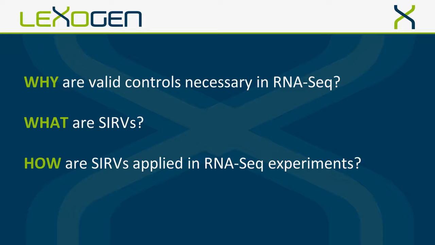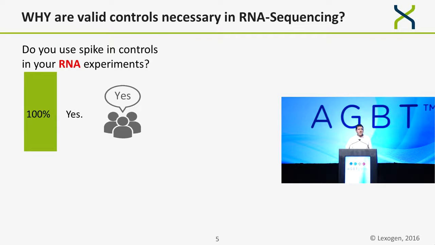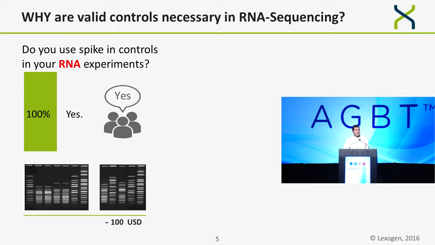Why are valid controls necessary in RNA sequencing experiments? What are the SIRVs and how are they used? If I would ask the question, do you use spike-in controls in RNA experiments? Every one of you would say, yes, of course. I have never seen an electrophoresis without a marker, without a ladder, because I want to compare samples in an experiment. I want to compare the experiments to each other.